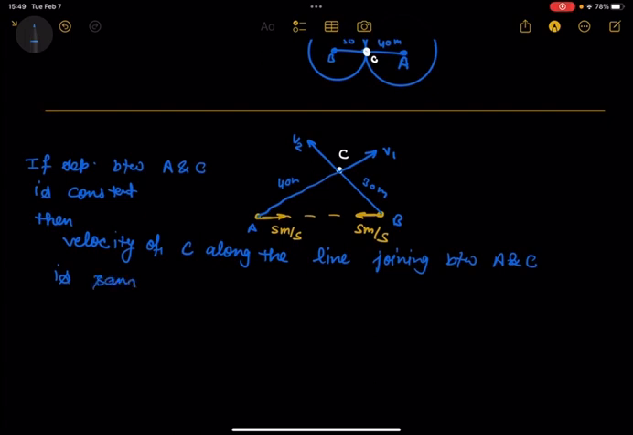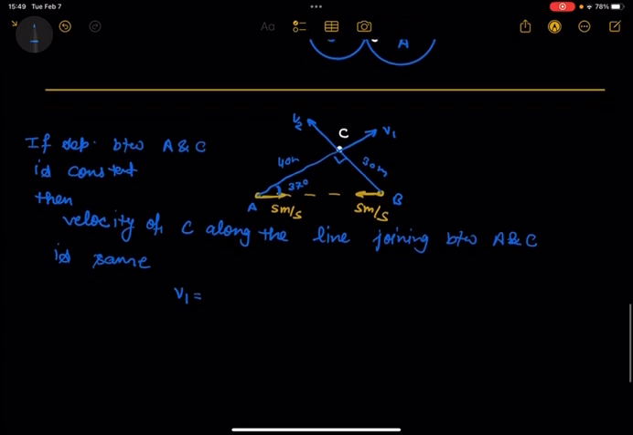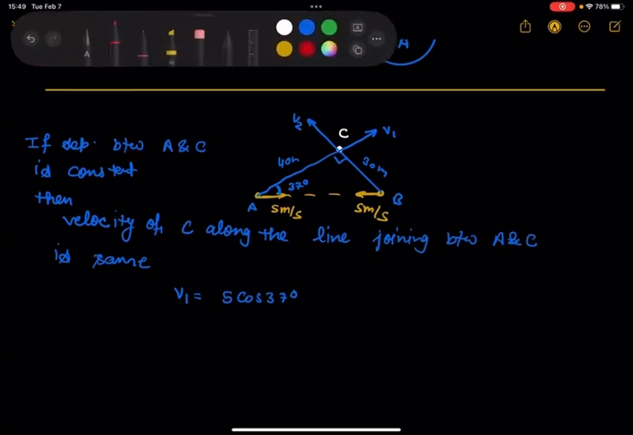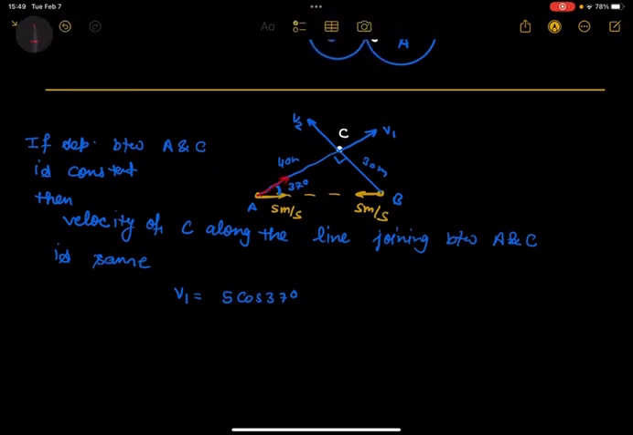So we can say that V1 is equal to, again this angle is what? If this is 40, this is 30, this is a perpendicular line, so this angle is 37 degree. Simple logic. So V1 is equal to 5 cos 37, that means you take the component of VA along this direction, that is 5 cos 37. It is nothing but 4 meter per second.